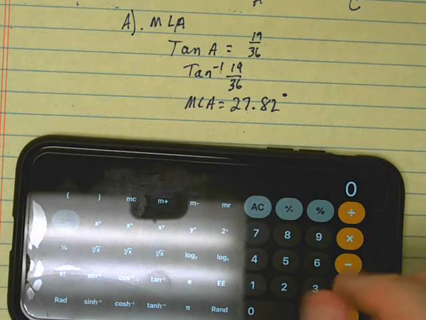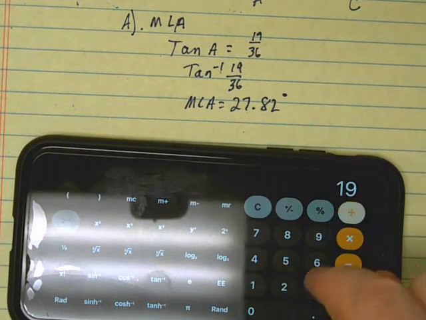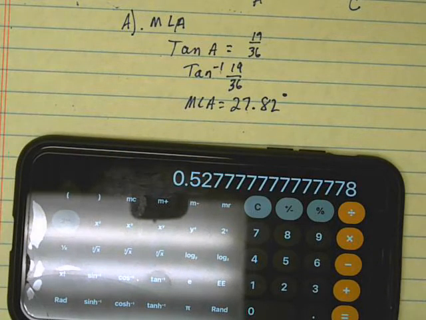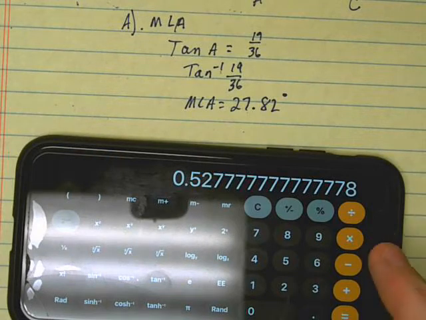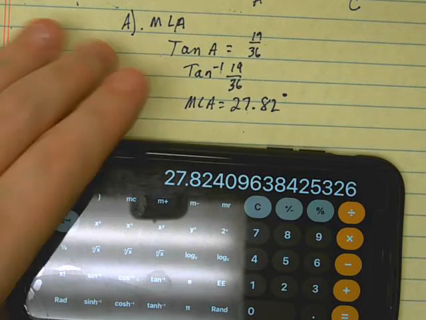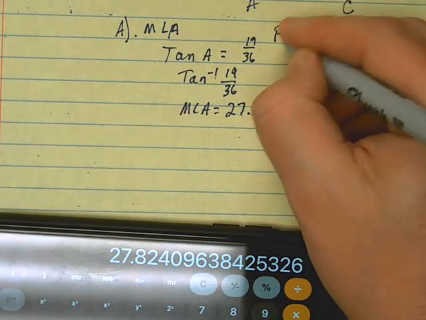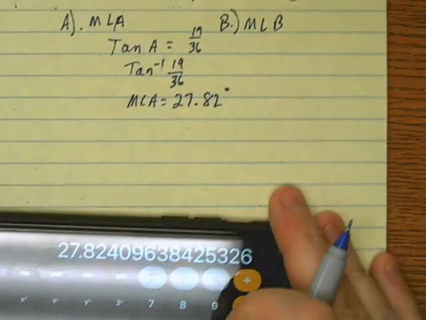Okay, so I'm going to take 19 divided by 36 equals, that's the fraction, and I want the inverse tangent of that. So I go inverse tangent, 27.82. That makes sense? Totally different sequence of buttons, isn't it? Everyone find it? The inverse tangent? All right, go ahead and do on your own. Find the measure of angle B.